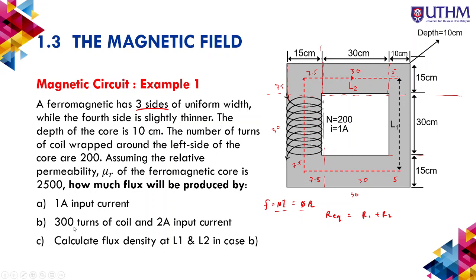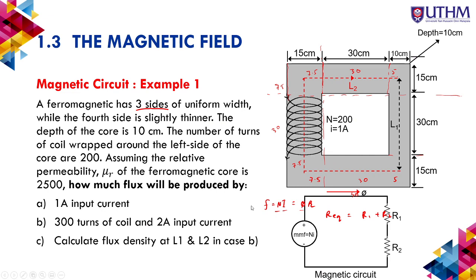Then the 300 turns, for example, they mention 300 turns. So we need the flux. How much flux will be produced if the turns are 300 and the coil input is 2 ampere? The R equivalent will already be calculated in question A. We just change the number of turns and the magnetomotive force, and then we get the flux. Then calculate the flux density at L1 and L2 in case B. For example, they ask you to use 300 turns and 2 ampere. So calculate the flux density, B, in each side, the uniform side and also this side, L1 and also L2.